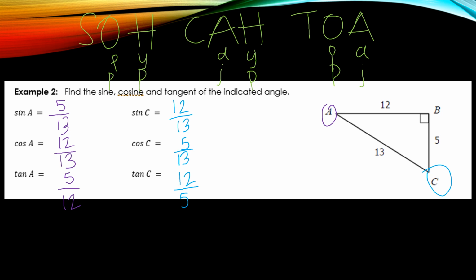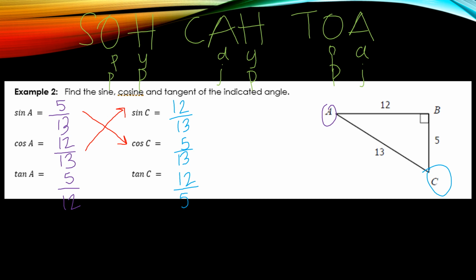And to refer back to the previous slide that we just did, sine A and cosine C are the same. Cosine A and sine C are the same. Because when you switch your angles, your opposite becomes your adjacent and your adjacent becomes your opposite. And so that's why it's switching. The hypotenuse remains the same no matter which angle you're talking about. And the other thing you might notice is that tangent of A and tangent of C are reciprocals. And again, that's because your opposite and adjacent switch spots when you change your angle.